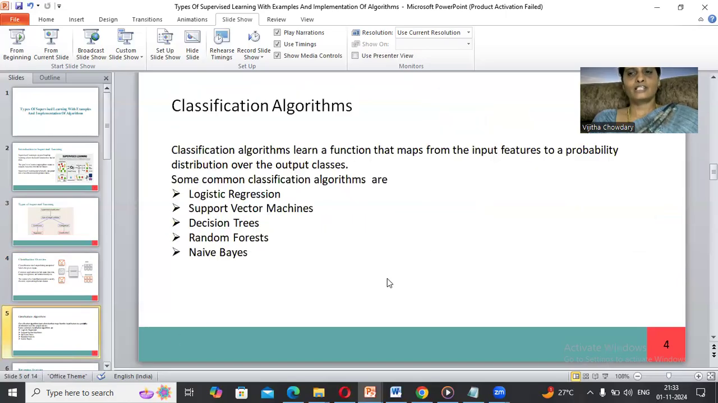Coming to classification algorithms, they learn a function that maps from the input features to a probability distribution over the output classes. Some common classification algorithms are logistic regression, support vector machines, decision trees, random forests, and Naive Bayes algorithms. We will discuss in further sessions, in detail, how to implement the common classification algorithms.